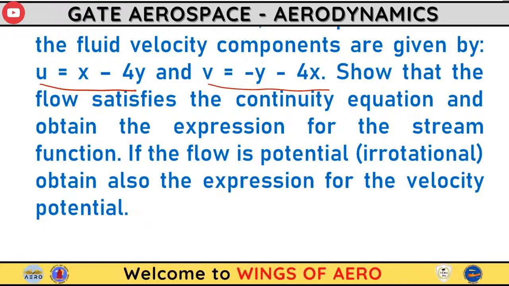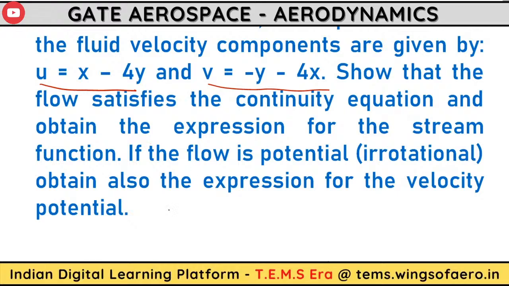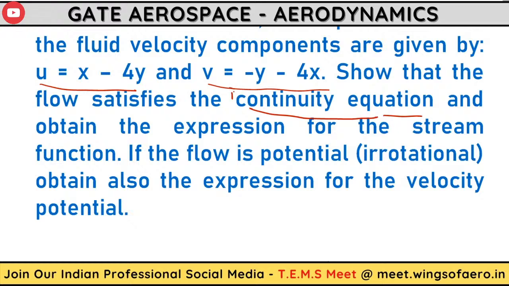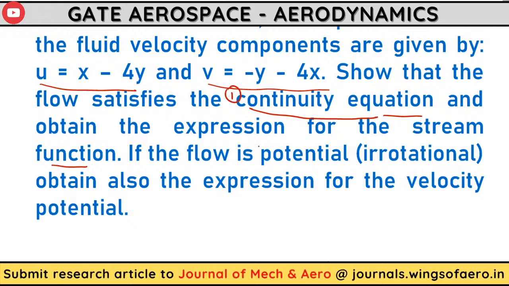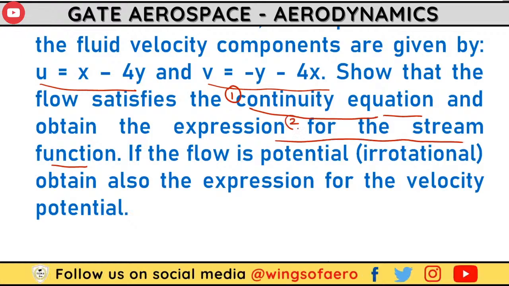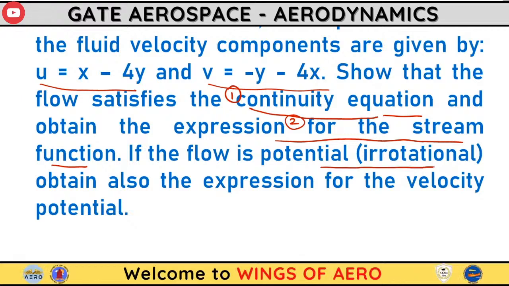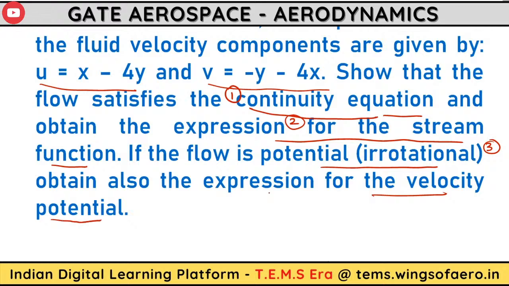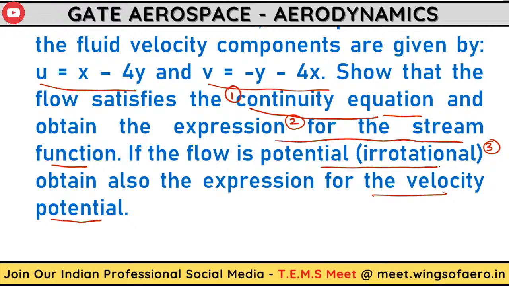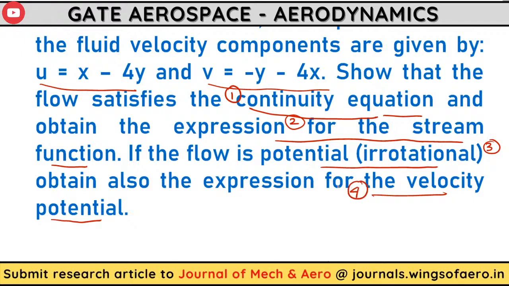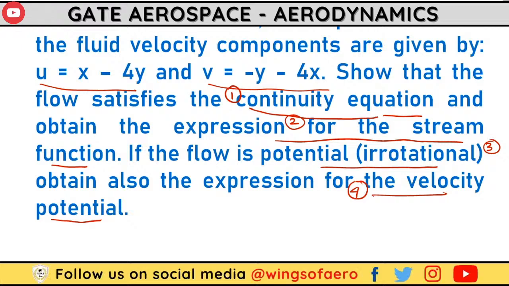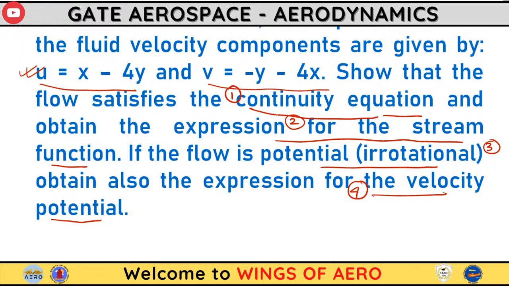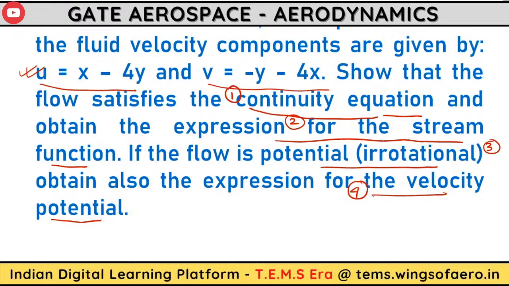That means they have only given the U and V. From there, we first have to check whether it satisfies the continuity equation or not. That is the first thing. Then we have to obtain the stream function. Then we have to check whether the flow is irrotational or not. Fourth, if it satisfies irrotational flow, we have to find the velocity potential. From a single pair of equations U and V, you can expect these 4 different types of questions.